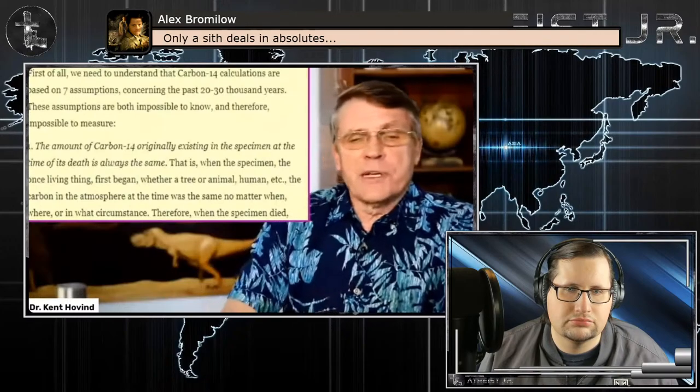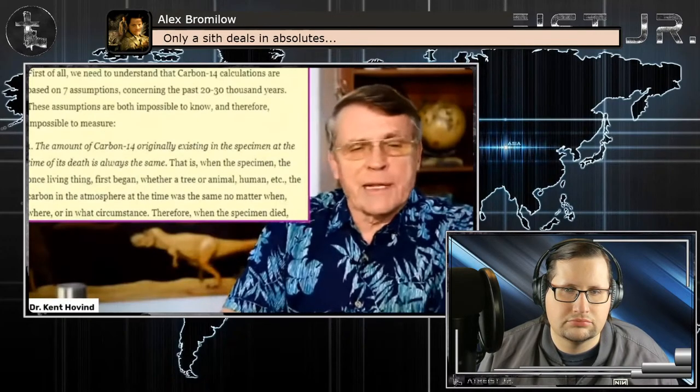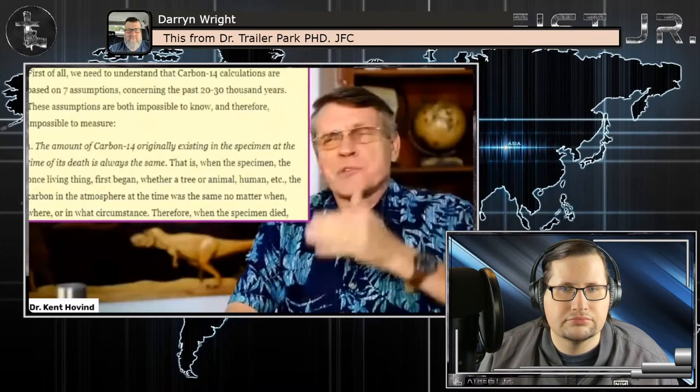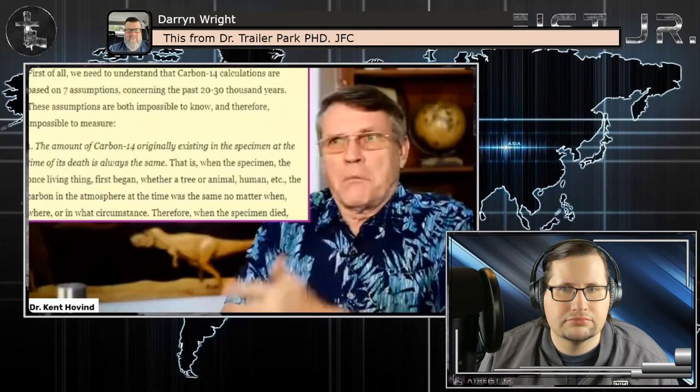The amount of C14 originally existing in the specimen at the time of its death is always the same. You can't know that. If the C14 in the atmosphere is fluctuating up and down, how much was in it when that animal died?